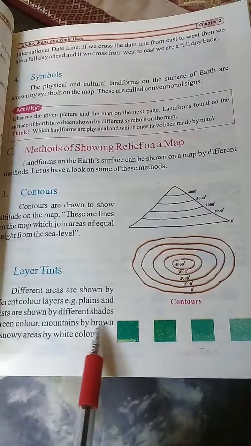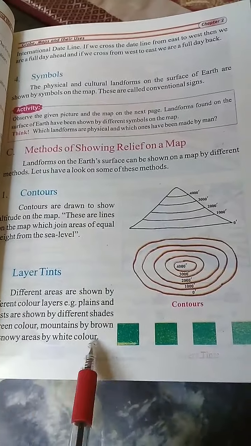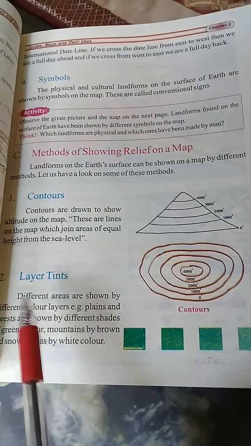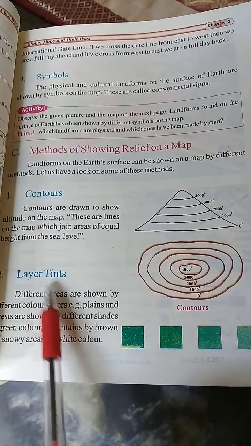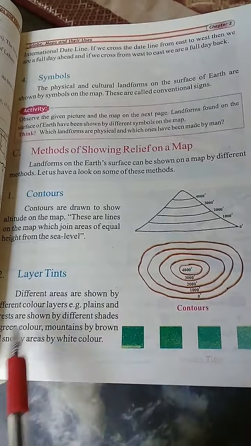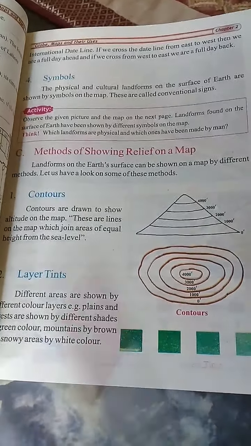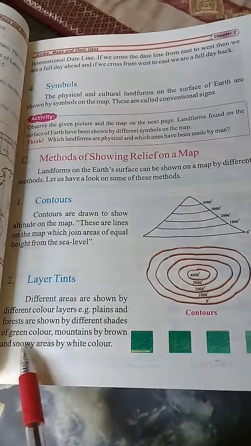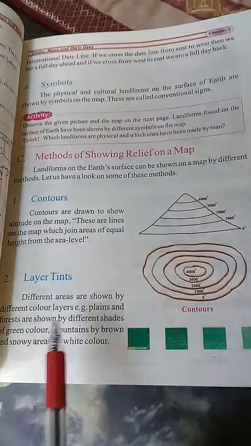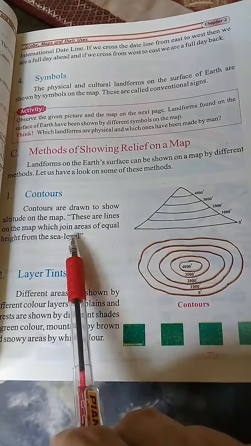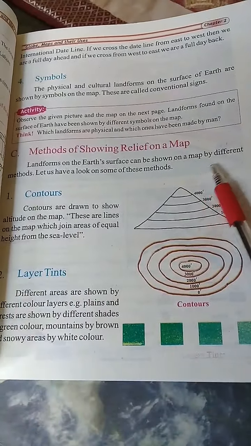Plains are represented by green color, mountains by brown color, and snow areas by white color. Layer tints are those things that are shown by different colors and shades. These are called layer tints, which can be represented by different colors. Contours are the lines which are equal to the height above sea level.